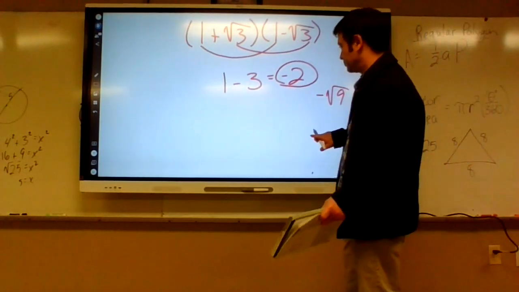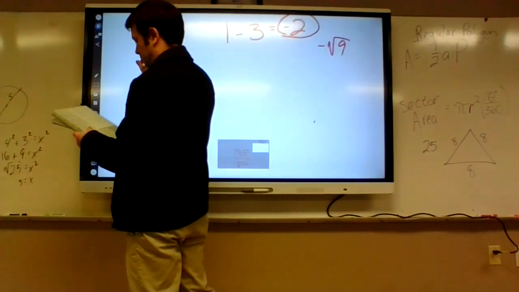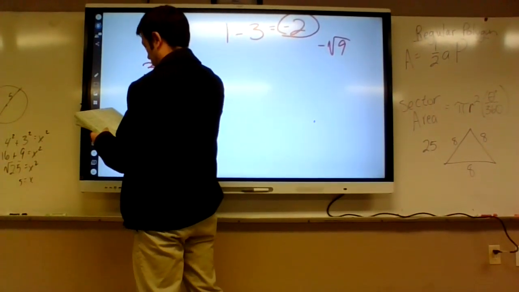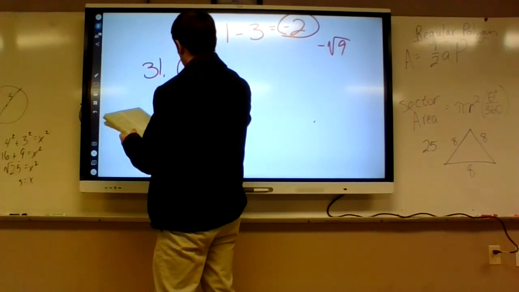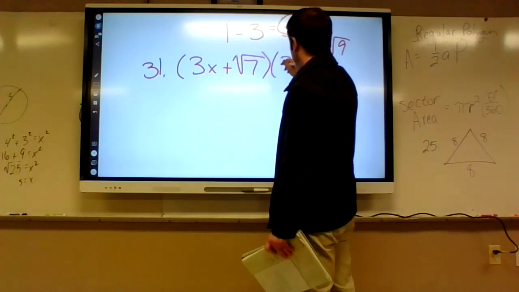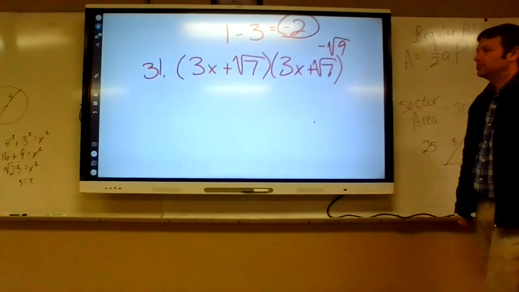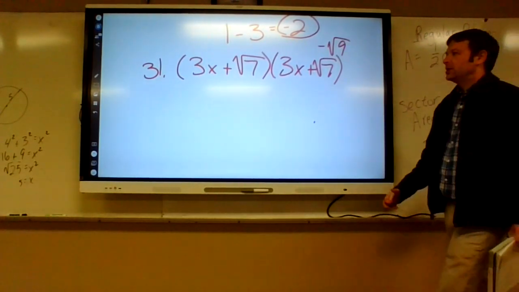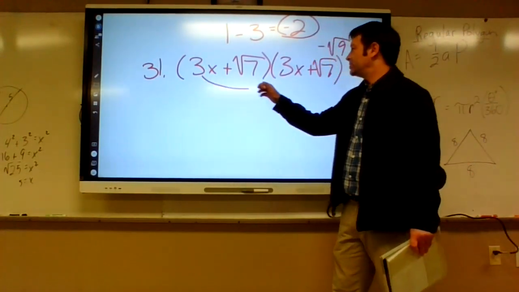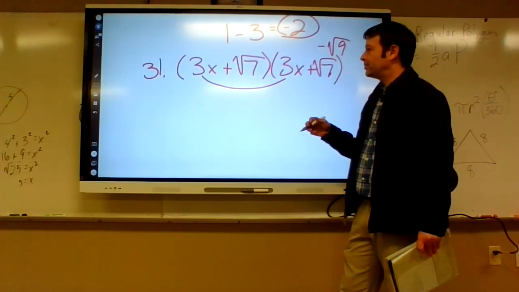31. Okay, it's (3x plus square root of 7) squared, which means we're multiplying that thing times itself. Yeah, it is a FOIL problem. Whole thing times itself. These are not conjugates because they're both plus, not plus minus. So we have to do double FOIL.